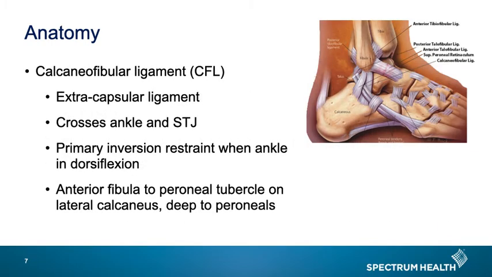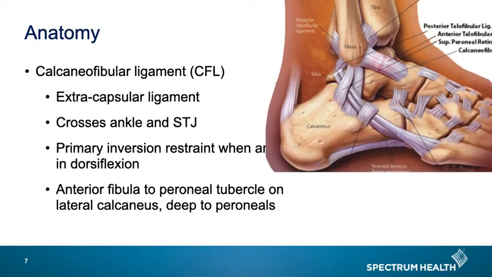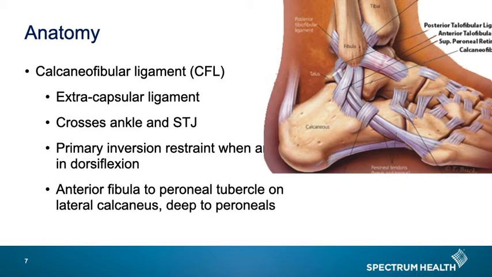Next up is the calcaneofibular ligament, which is an extracapsular true ligament. It is outside of the ankle joint, and it goes from the tip of the fibula very close, or adjacent, to the anterior talofibular origin and attaches to the lateral side of the calcaneus. And it is the primary inversion restraint when the ankle is in dorsiflexion or neutral position, and of course it crosses both the ankle and the subtalar joint. So here you can see the CFL going from the tip of the fibula to the lateral wall of the calcaneus, and the peroneal tendons running over top of this.